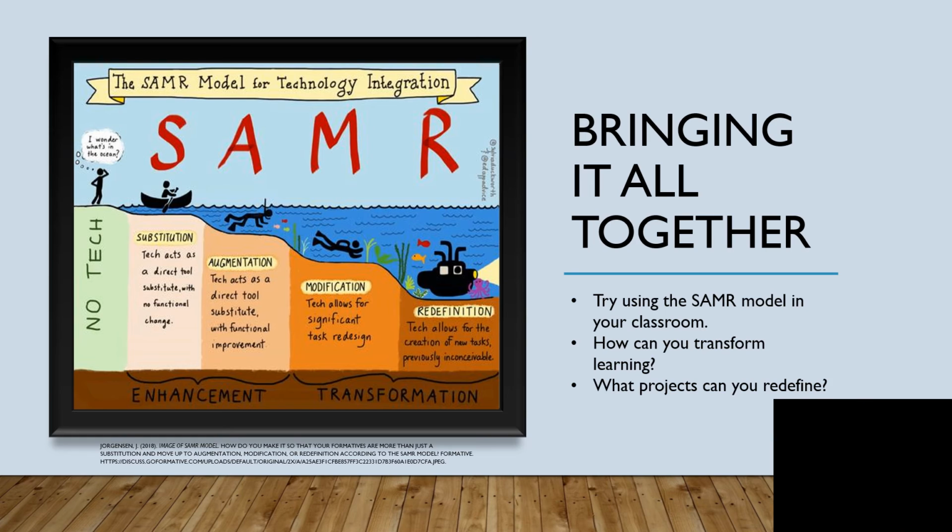The last level of SAMR allows for the creation of a new task that was previously inconceivable. This is the redefinition phase. The example that I gave you was to take that paper that was written in the word processor and post it on the blog using the text-to-speech, and now we're going to make a video about it and upload it into YouTube.